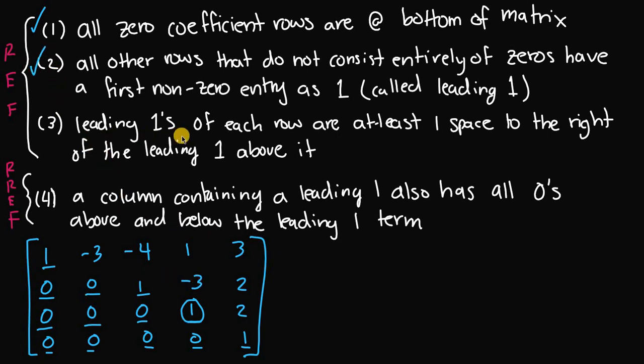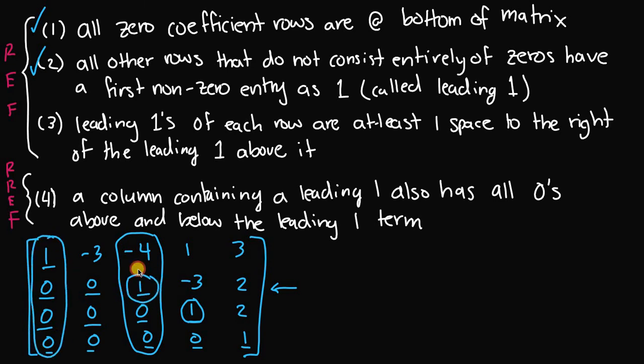Rule number 3 says that leading ones of each row are at least one space to the right of the leading one above it. So if we look at row 2, the leading one term is in this column, and the leading one term in the first row is in this column. So this leading one term here is actually 2 spaces to the right of the leading one term above it, which is here. So that's good.